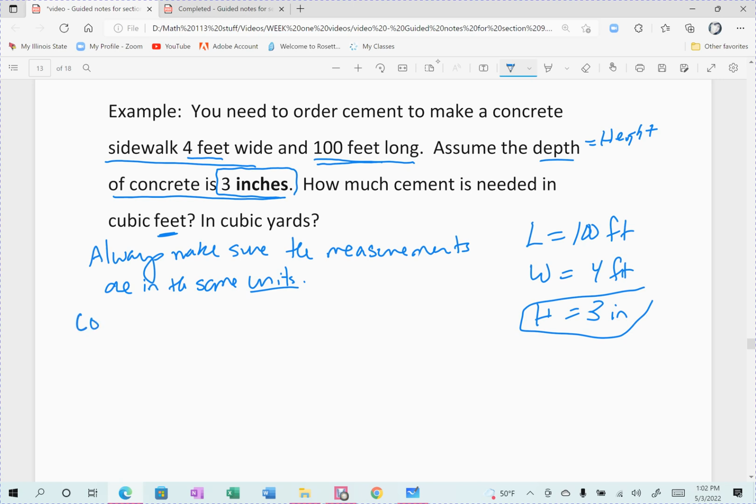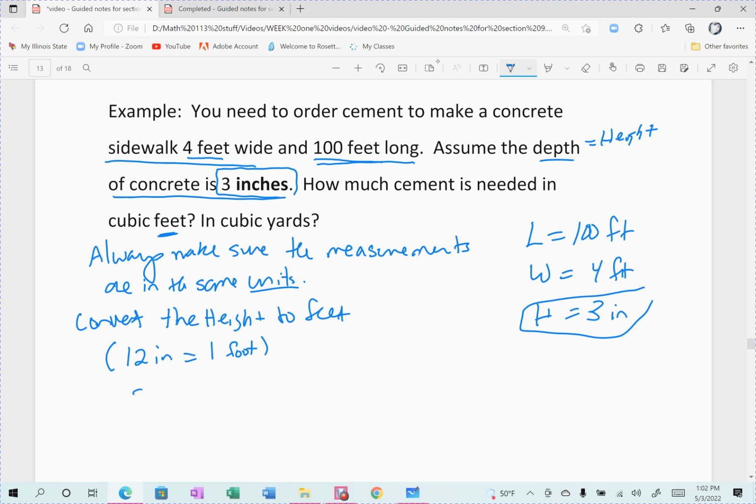So we need to convert, before we get started, the height to feet. All right, so again, you can always look it up on the conversion table. This is one where you should know that 12 inches is equal to 1 foot.